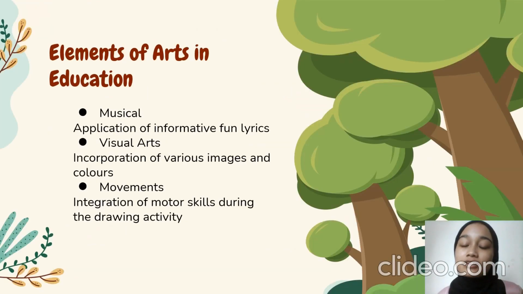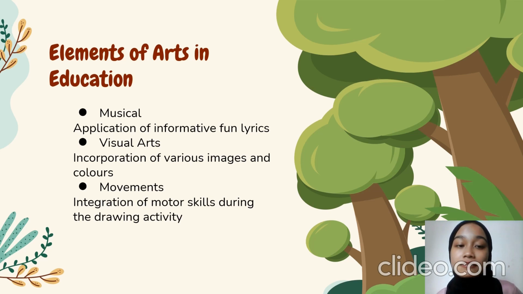Next, the elements of arts in education from the performance kit. So, the first element is the musical element. The musical elements can be seen from the application of informative fun lyrics. So, the music itself has informative fun lyrics which will help students, especially the young learners, to gain knowledge about the animals. The next one is the visual arts.